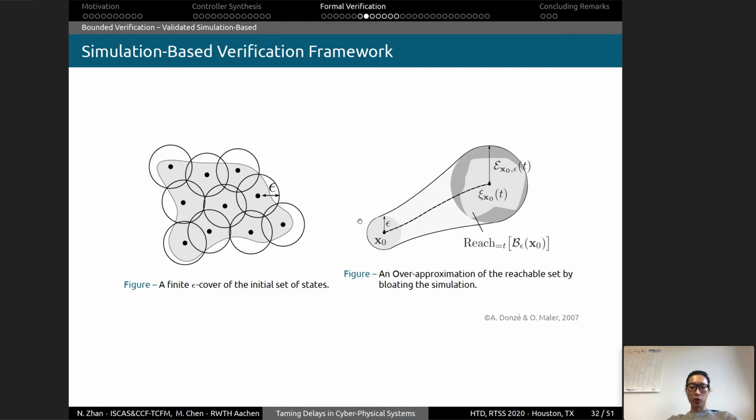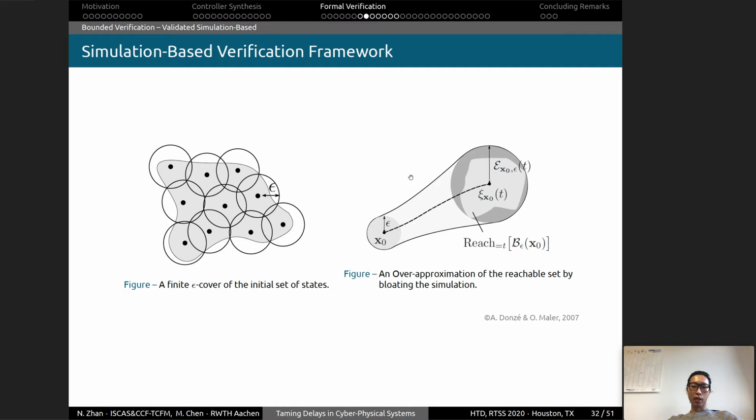And then for each small circle, we do a simulation from the center of the circle. And this gives us this dashed curve. And in the meantime, we bloat such a solution by some, say, sensitivity analysis. And what we can get is actually an over-approximation at time instant t of the exact reachable set, which is the light gray area.